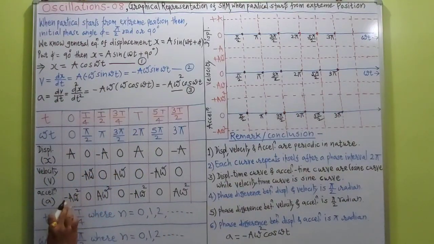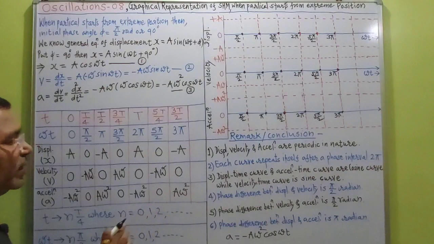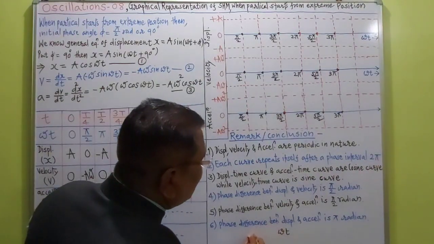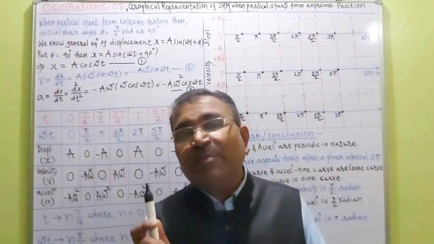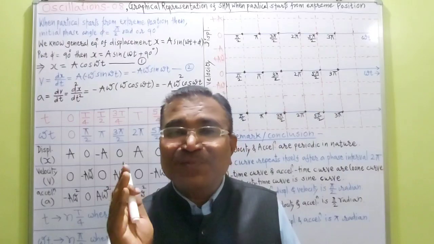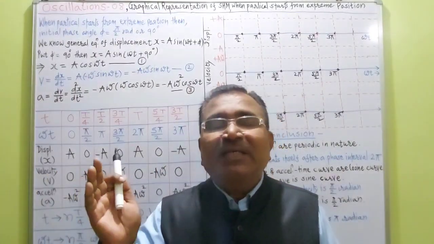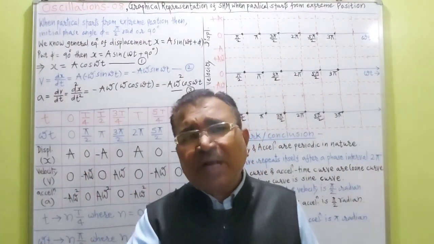In this way we get what? Minus A omega square, 0, plus A omega square. Of course we get the next values 0, minus A omega square, 0, A omega square. In this way we prepare the observation table in a very simple way, because the name of our channel is Physics Made Simple, and by making use of the values of displacement, velocity and acceleration, we have to draw a graph.